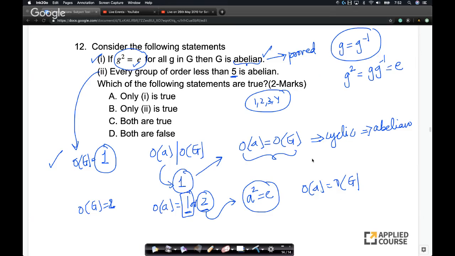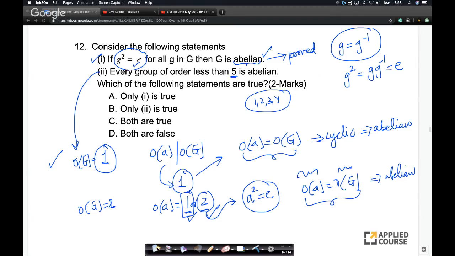There exists this element, right? Look at this. If the order of the group is 2, then I can have elements of order 1 or elements of order 2, right? If I have elements of order 2, then the order of the element is equal to the order of the group, making this abelian, just like in the previous argument.